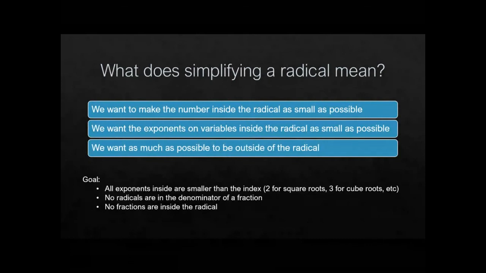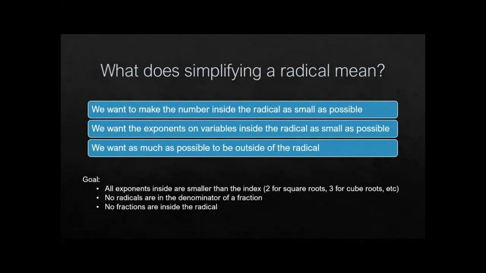So what does it mean to simplify a radical? Well, we want to make sure that our number that's inside the radical symbol is as small as possible. So if there's any numbers inside, we want them to be small numbers. We don't want them to be large numbers. So we want to try to break them down. If there's any variables that have exponents on the inside of the radical symbol, we also want those exponents to be as small as possible. And then we want to take as much as possible and remove it from the radical so that it's on the outside instead of the inside.